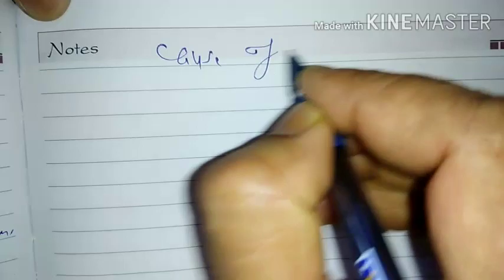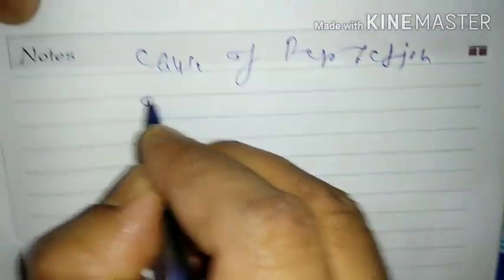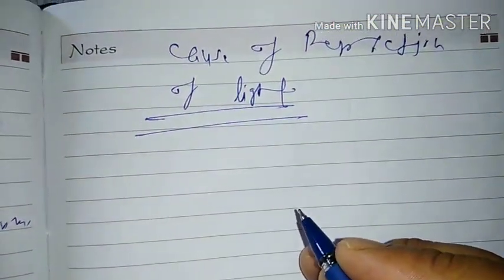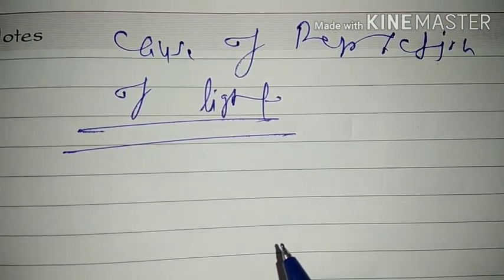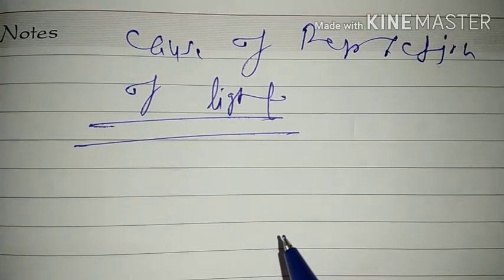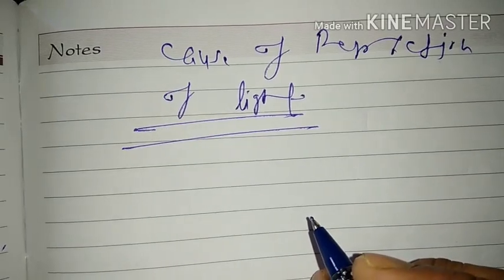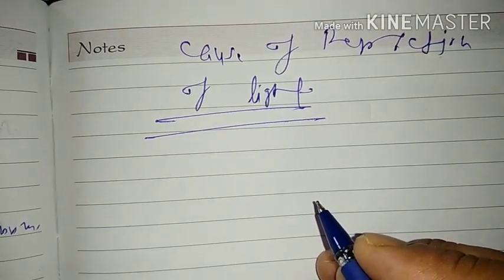So now we shall discuss the causes of refraction. See, cause of refraction of light. As we have seen, due to change in optical density, that is due to change in transparent medium, the speed of light changes. And if the speed changes, then their direction also changes. So this is the real cause of refraction of light.